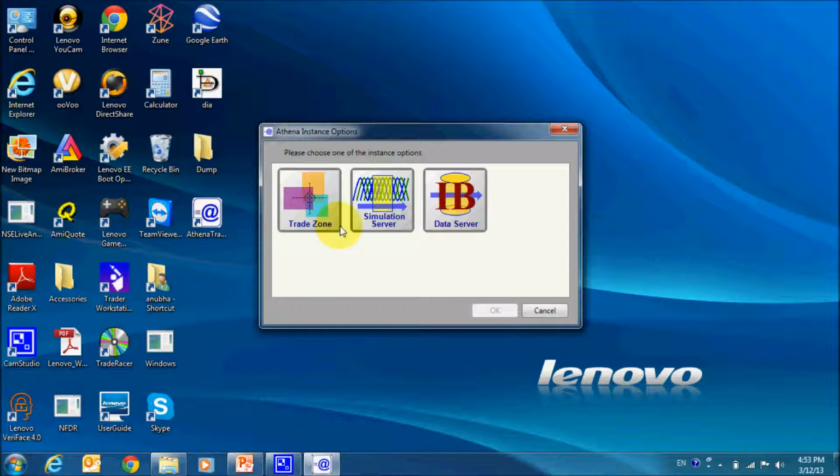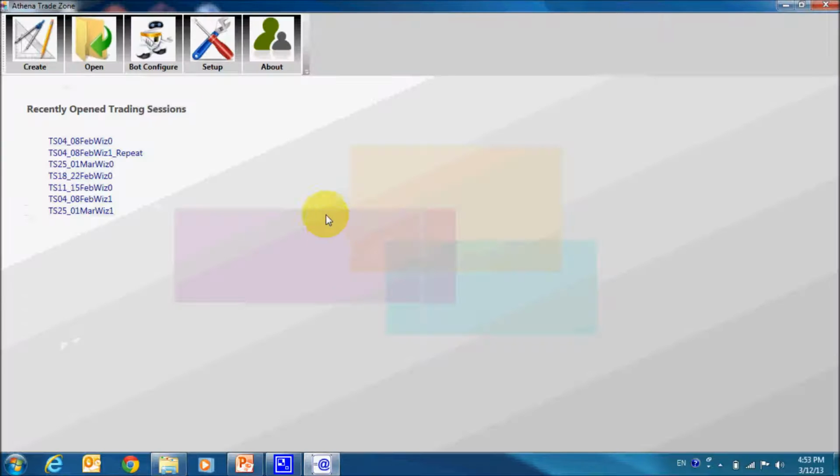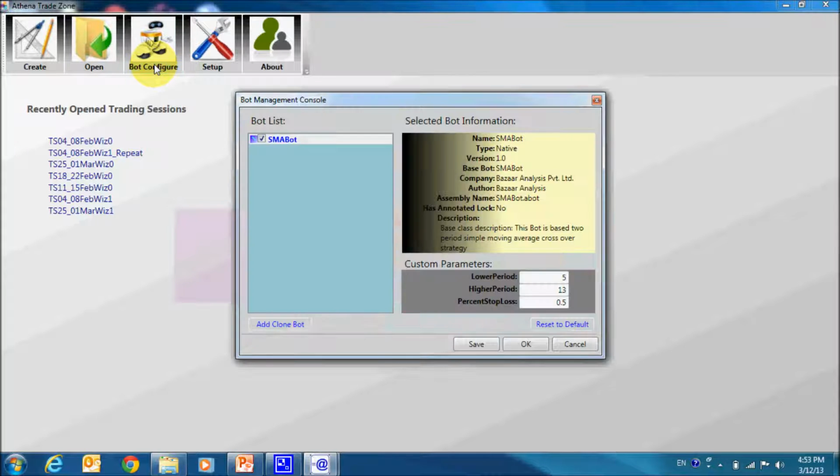Now let me select trade zone. Unique thing about our platform is that it is driven by bots. Bots are basically strategy of traders in coded form, but it can be instructed like human beings for many kind of trade related constraints which are normally not part of any regular strategy. Here is our bot management console.